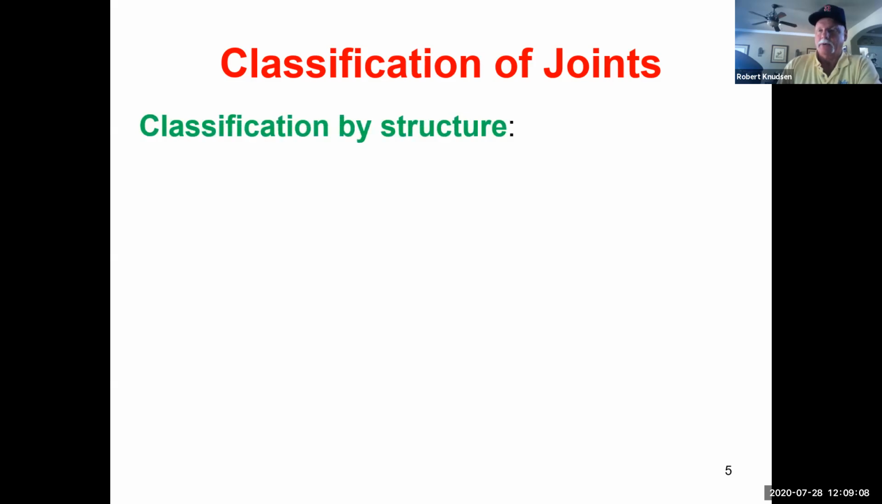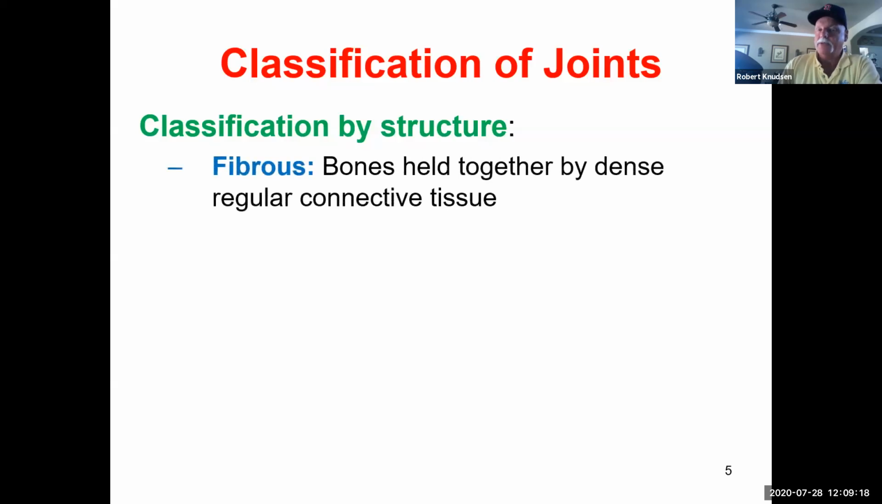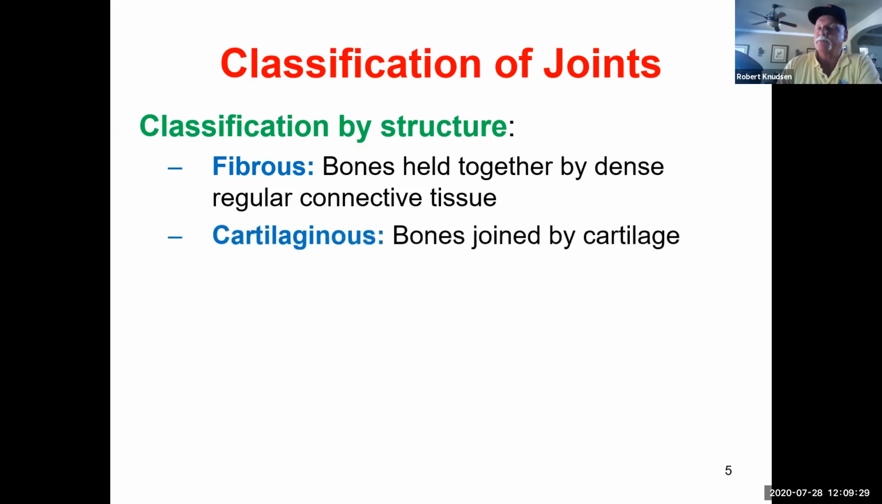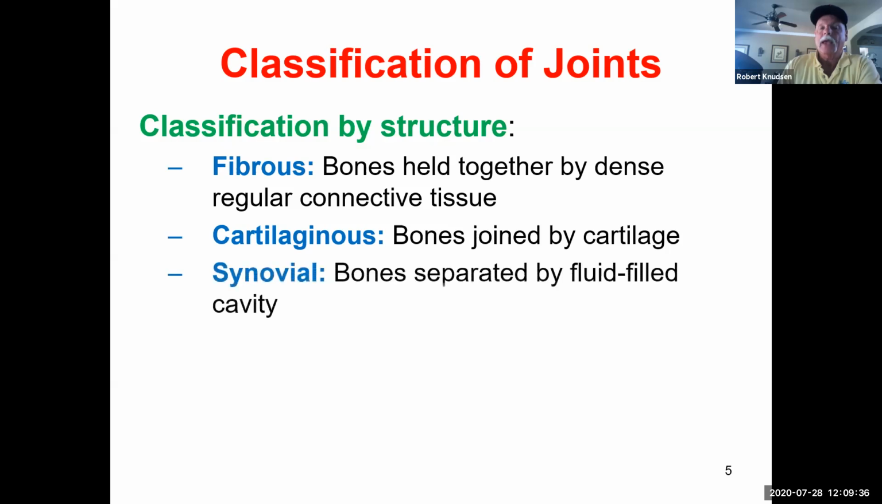Classification by structure. Okay, that's the proper term, not what holds it together, structure. Okay, there's three possibilities. Fibrous, look what it says. Bones held together by dense regular connective tissue. You even know what that looks like under a microscope. Cartilaginous, bones held together by cartilage. I've already done this on the bullets, huh? And synovial, bones separated by fluid-filled cavity. This is the sock.